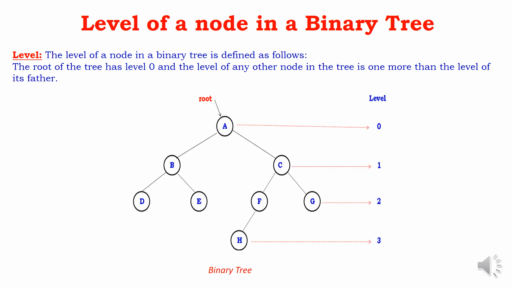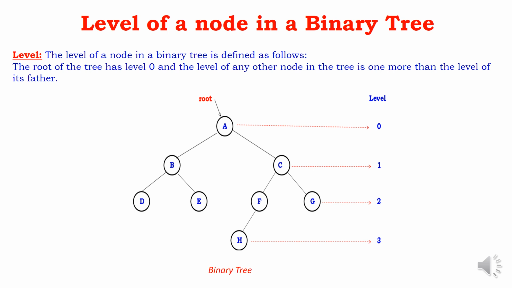Level of a node in a binary tree. The level of a node in a binary tree is defined as follows. The root of the tree has level 0. The root node has level 0, and the level of any other node in the tree is one more than the level of its parent.